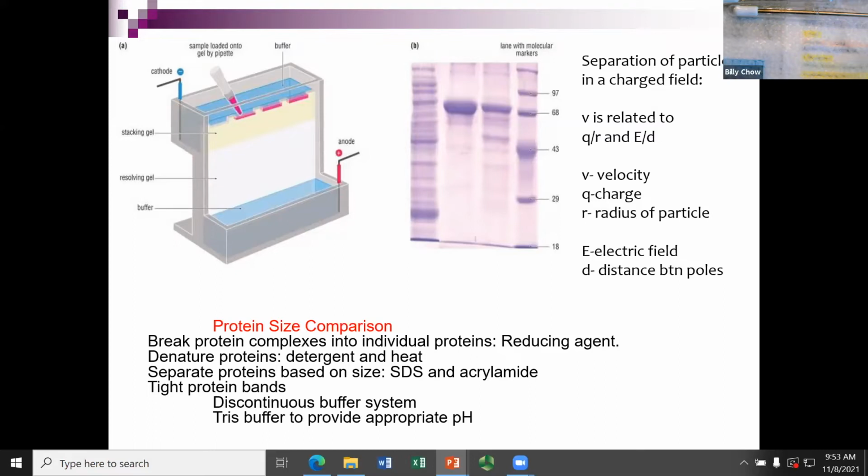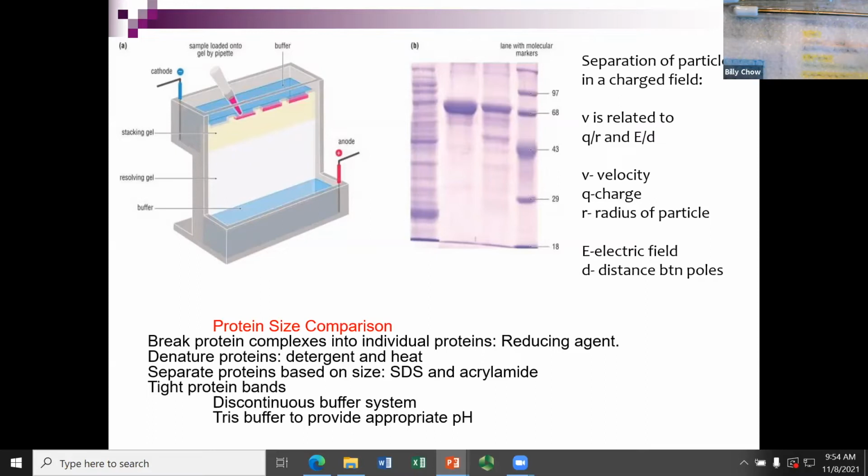After you run the protein in the gel, this is 18 kilodalton, 29, 43, 68, and 97. So you know the molecular weight, and then this is your protein of interest as an example. So you can plot a graph, distance versus molecular weight, using these molecular weight markers, and then measure the distance traveled by your unknown sample, and then you can estimate the molecular weight of your protein of interest like this. Right?